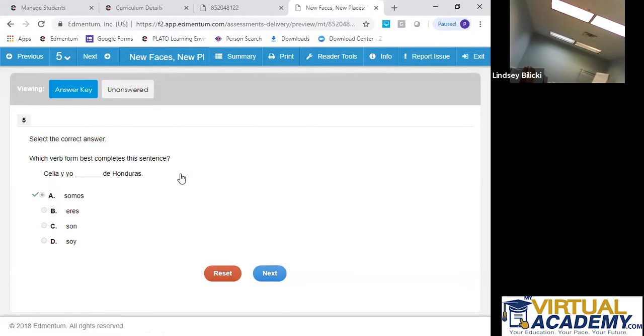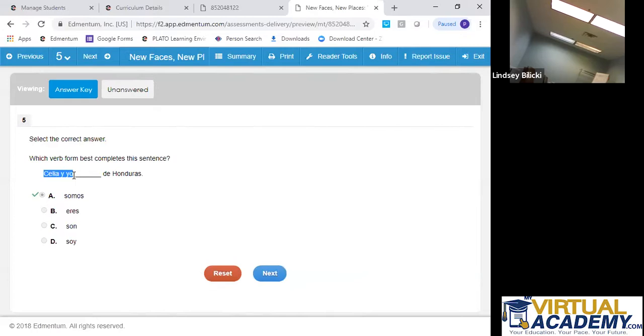But we'll do one more. Which verb form best completes this sentence? Celia y yo, blank, de Honduras. So again, just like Ms. Ventiem repeated, in this part will be the verb that we would have to conjugate with the two persons. Who are the two persons? Celia and I. So we will go one by one.